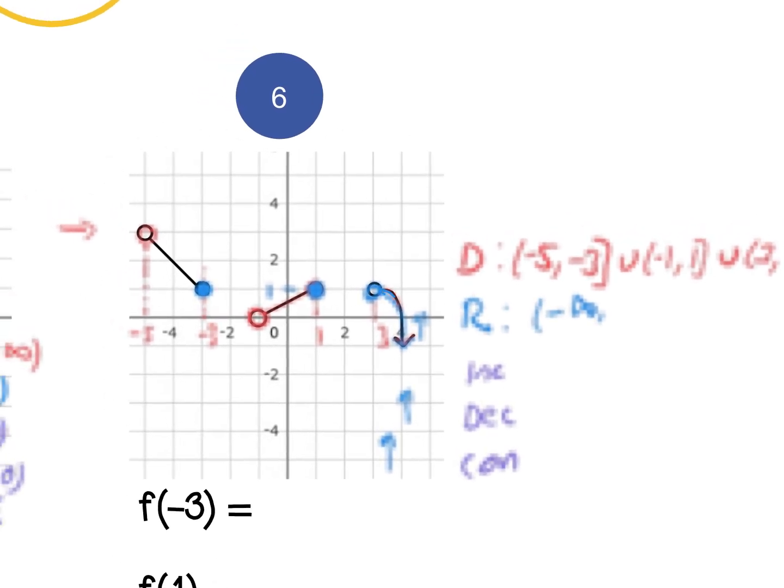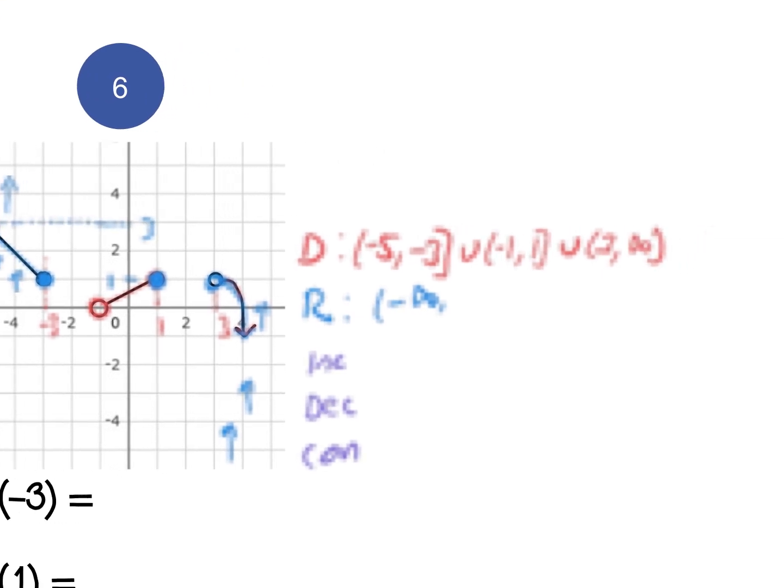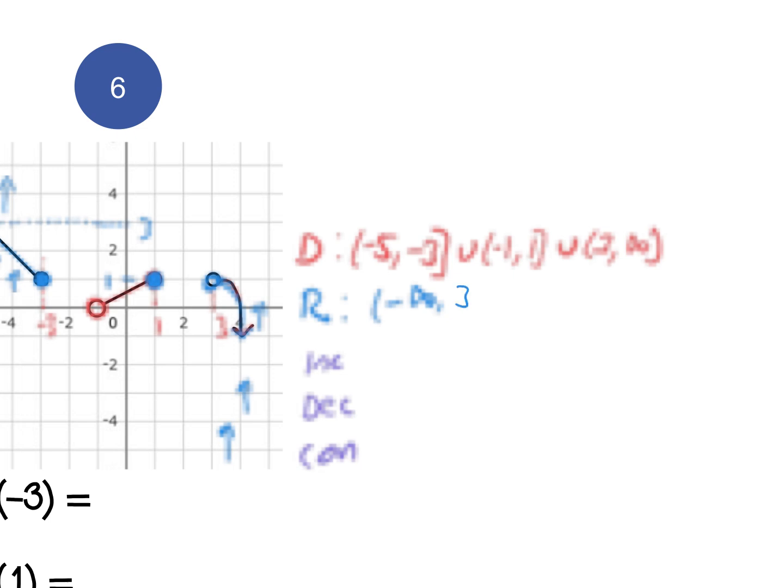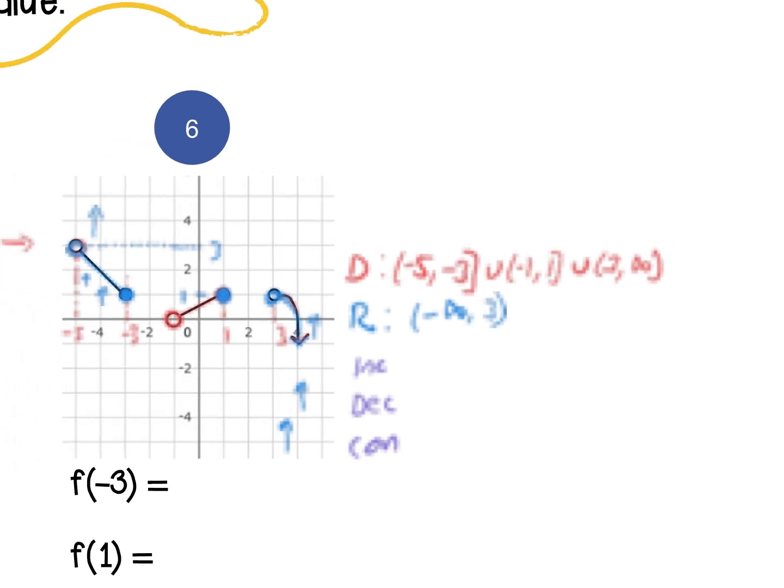So after this open circle right here, we have a closed circle here. And at this closed circle, we can still keep going up, and then we keep going up until we reach this open circle right here. After this open circle, there is no function. There's nothing left of our function. So this is going to stop right here at this y value of 3. So it's going to be from negative infinity to 3 with the parentheses.